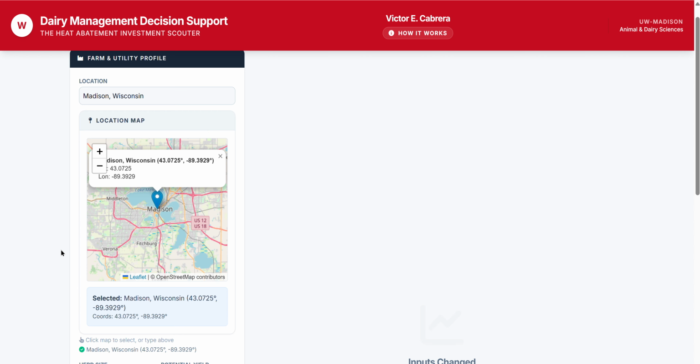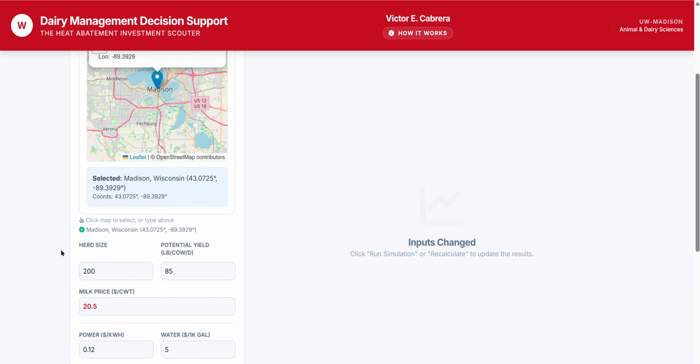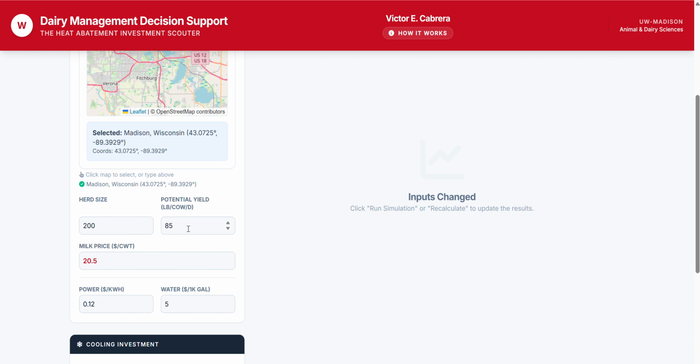Below the map, enter your herd size, your current milk yield in pounds per cow per day, and your milk price in dollars per hundredweight. Then enter your local utility rates, power cost in dollars per kilowatt hour and water cost in dollars per 1,000 gallons. The defaults are 200 cows, 85 pounds per cow per day, $20.50 per hundredweight, 12 cents per kilowatt hour, and $5 per 1,000 gallons.